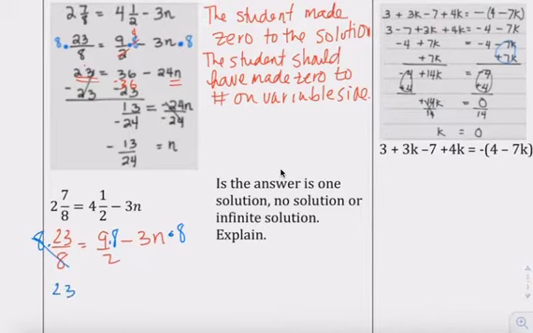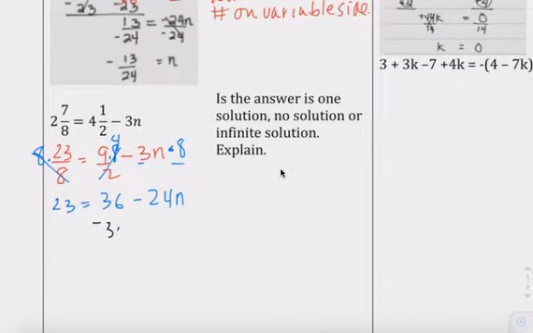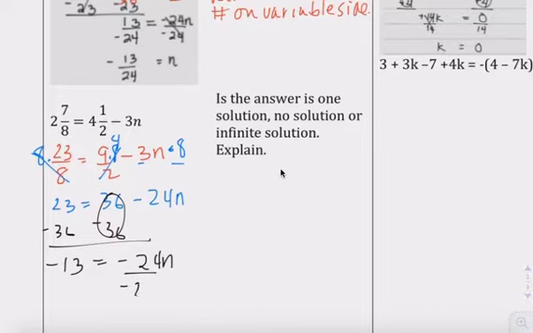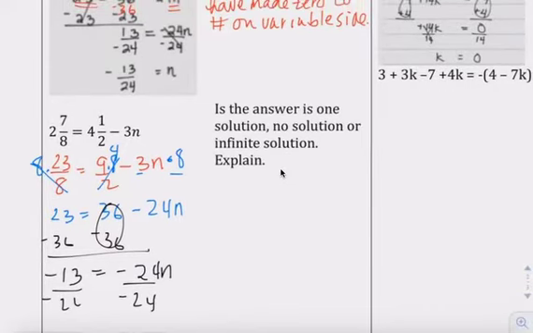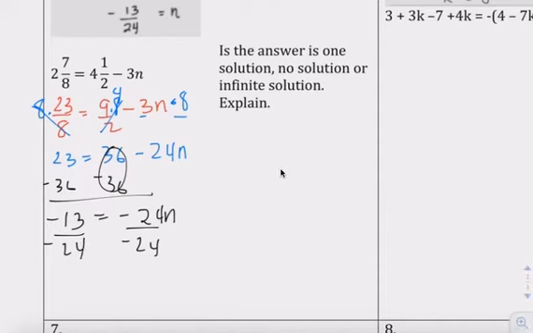It leaves you 23 equals, cross cancel, that's 4. 4 times 9 is 36 minus 24n, because 8 times 3. Then they should have minus 36 to both sides. That leaves you 0. 0 plus minus 24n is negative 24n equals negative 13. Divide by negative 24, divide by negative 24. You can't reduce. The only thing you reduce is you make these two positives. n equals positive 13 over 24.